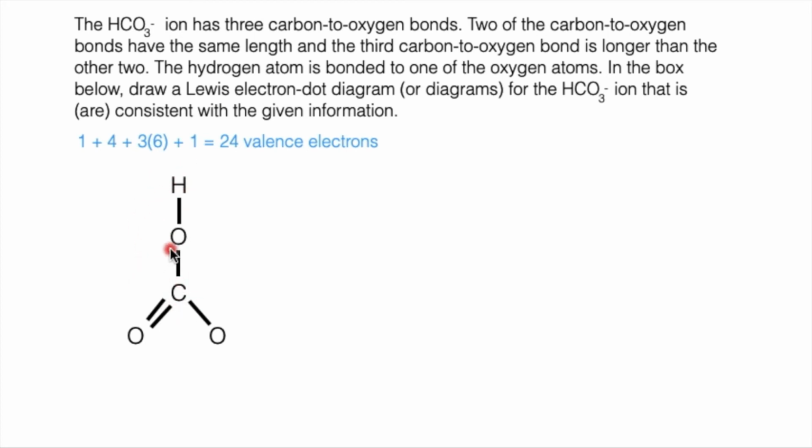The oxygen here needs 4 valence electrons. The one down here has a single bond, so it's going to need 6 valence electrons, and the one over here needs 4. So 4, 6, 4, giving us 14, plus 1, 2, 3, 4, 5 bonds. Each bond is 2 electrons, so that's 10 electrons, giving us a grand total of 24 valence electrons.